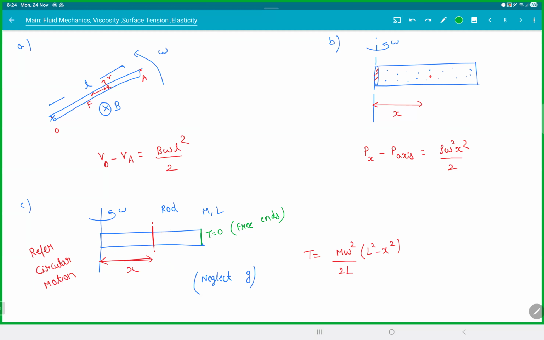So now getting back to the question. So how do we do this thing? We treat this thing as two cylinders. Let's take this as A. This is your axis. This is B. So PA minus P axis will be rho omega square (L by 3) whole square by 2.